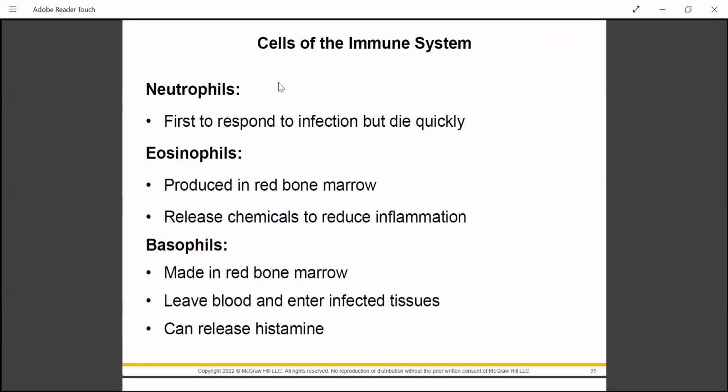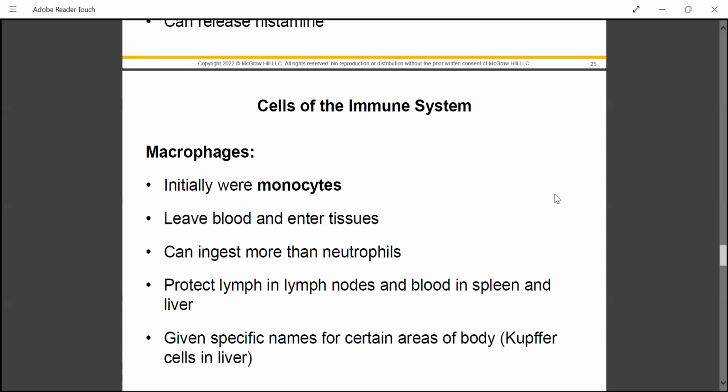Our eosinophils are much less common than neutrophils. These are produced in our red bone marrow, and they're going to release chemicals to reduce inflammation, so they're anti-inflammatory. Our eosinophils also are the one type of white blood cell that are going to fight against fungus. Our basophils are associated with our inflammatory response. They're going to leave our bloodstream and enter an infected tissue when they are signaled, and these release histamine to start up that inflammatory response.